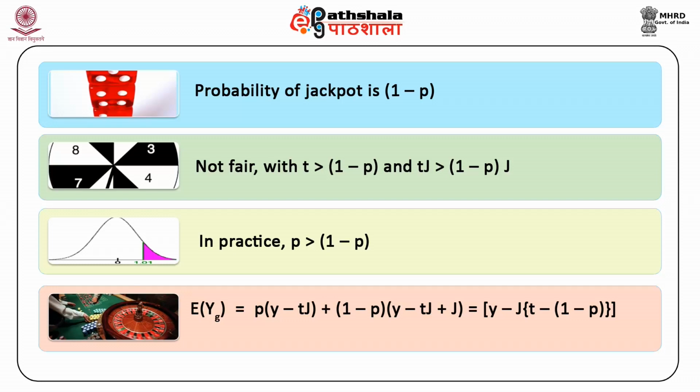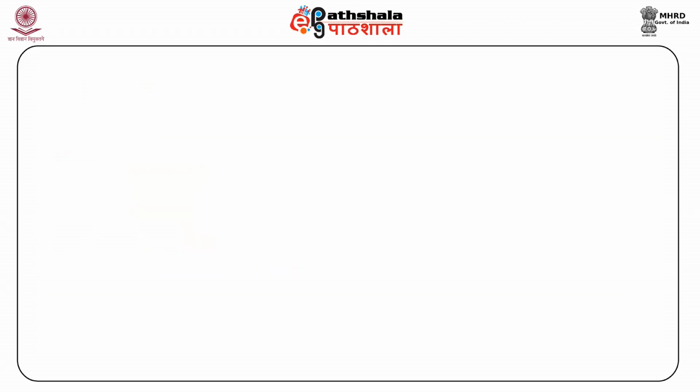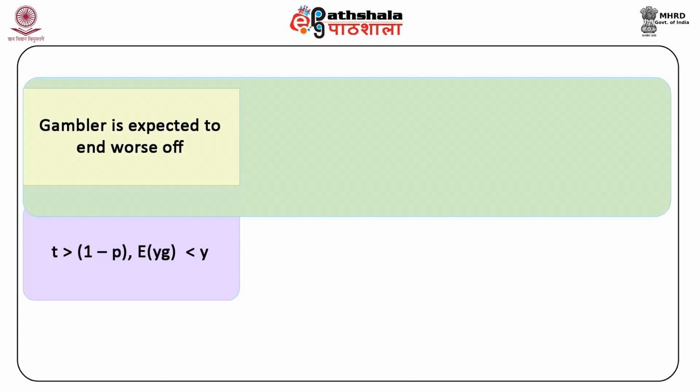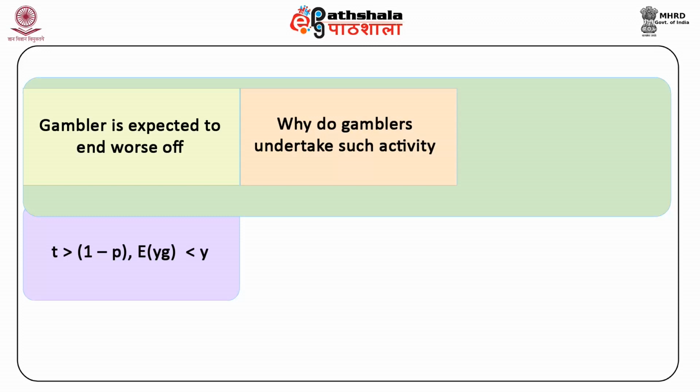EYG equals P into (Y minus TJ) plus (1 minus P) into (Y minus TJ plus J), which equals Y minus J into (T minus (1 minus P)), where EYG is the expected value of the gamble. Since T is greater than 1 minus P, EYG is less than Y. In other words, the gambler is expected to end worse off than before. This appears to be a surprising result. Then, why do gamblers undertake such activity?